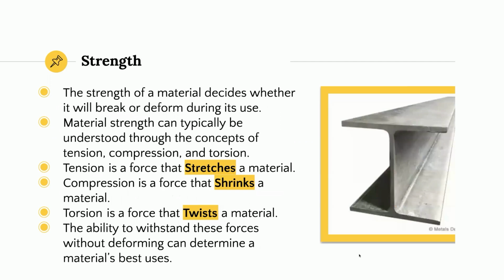Strength. The strength of a material decides whether it will break or deform during its use. Material strength can typically be understood through the concepts of tension, compression, and torsion. Tension is a force that stretches a material. So, for example, if you had a rope and you were to pull it apart from each other, that rope would be under tension. Compression is a force that shrinks a material. So if you got an item and you were to squish it and it starts deforming, that will be under compression. Torsion is a force that twists a material.